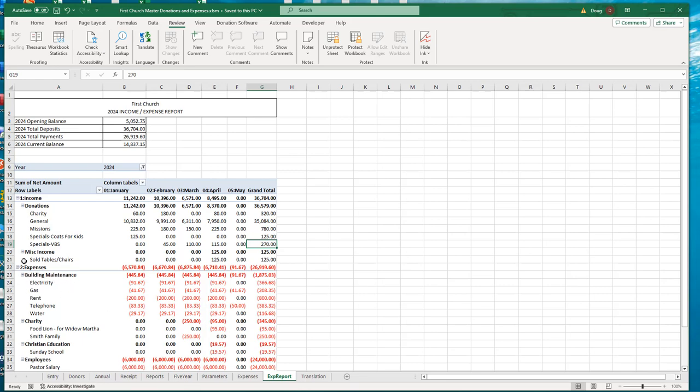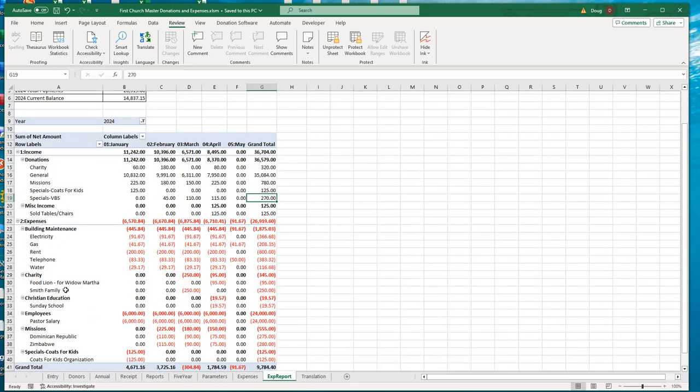And here's a pretty good example. Building maintenance, underneath of that we have all expenses related to maintaining the building. So electricity, gas, rent, telephone, water, those kinds of things. We also have our supplies that we're using for the Christian education.